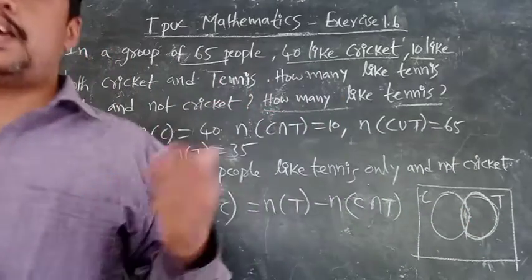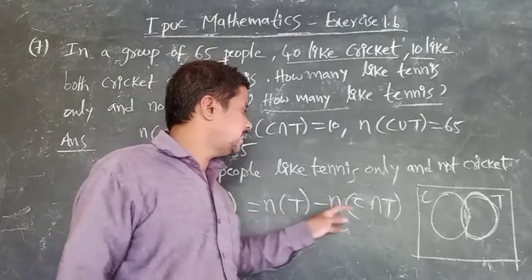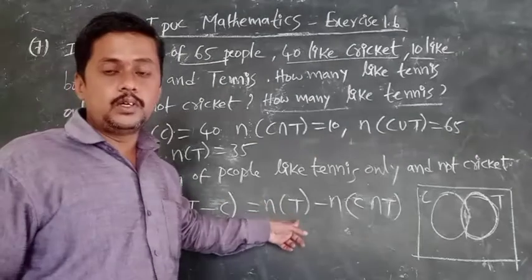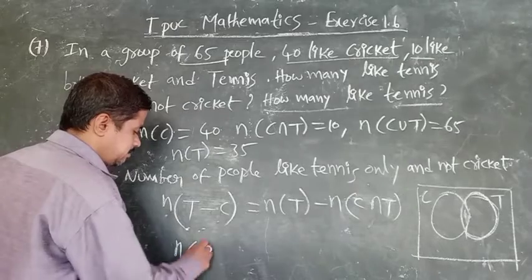So that's why we are removing the intersection part also. Therefore, n of t minus n of c intersection t. Understood or not? This is very useful, very important also. Now you tell me the n of a minus b formula.